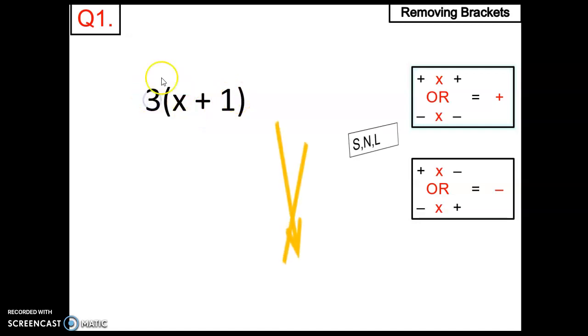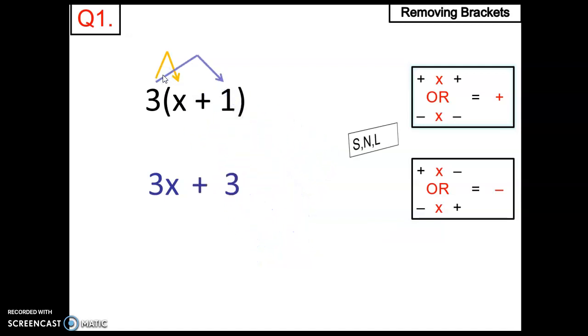So basically we've got 3 times x is 3x, 3 times 1 then is 3. Don't forget to multiply that bit at the end. The outside bit multiplied by this, and the outside bit multiplied by this. So 3 by 1 is 3.